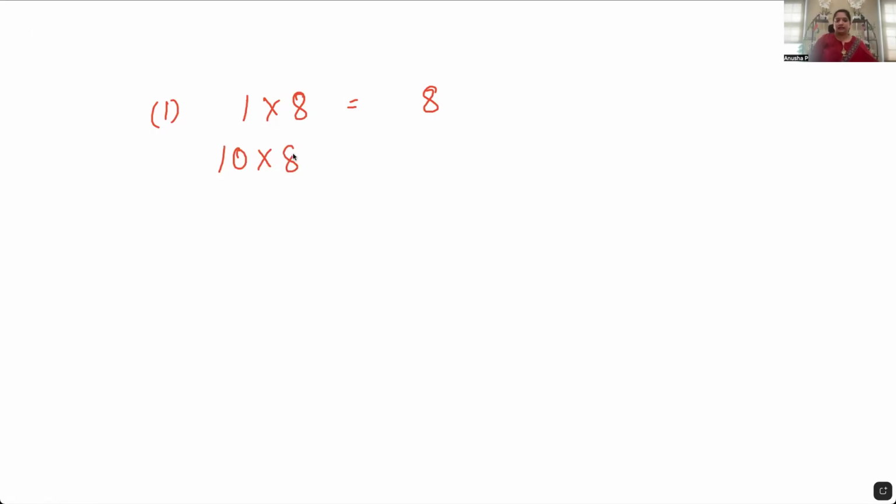10 times 8. What you will write: 8 times 0 is 0. 8 times 1 is 8. It is like increasing place values. Okay. 8 times 0 is 0. 8 times 0 is 0. 8 times 1 is 8.